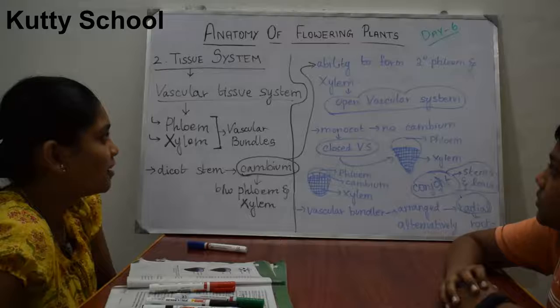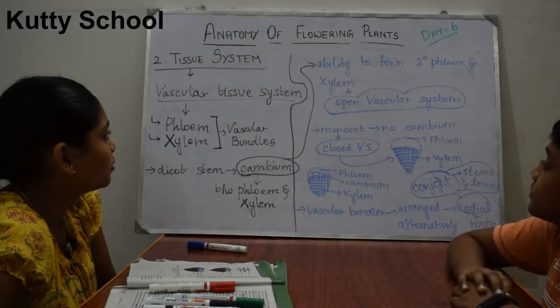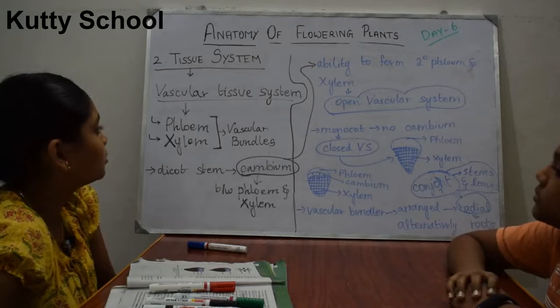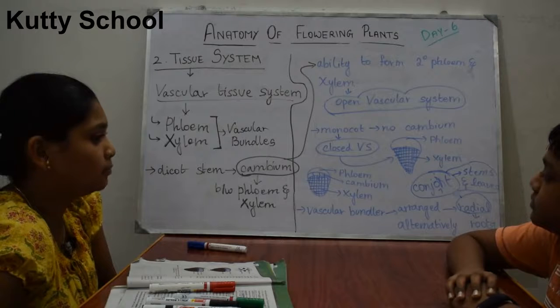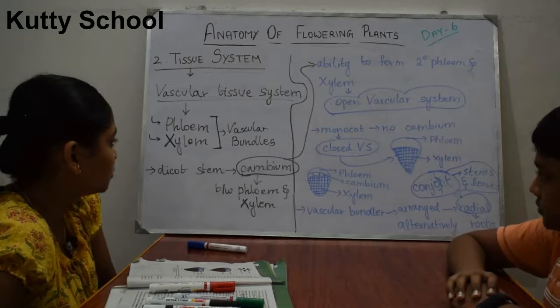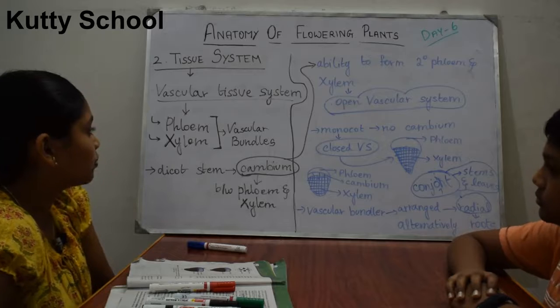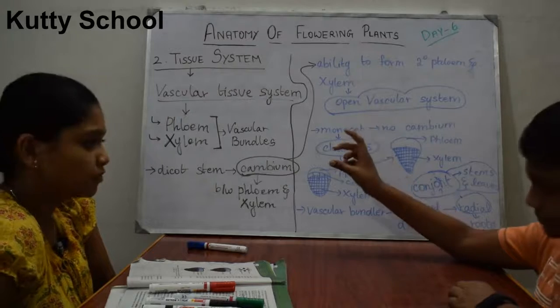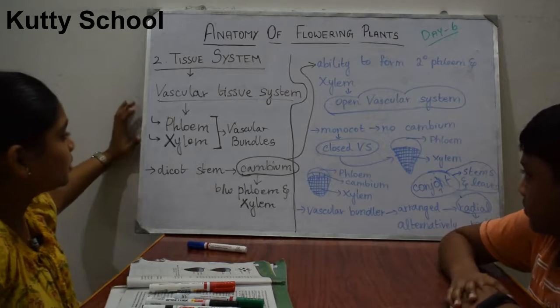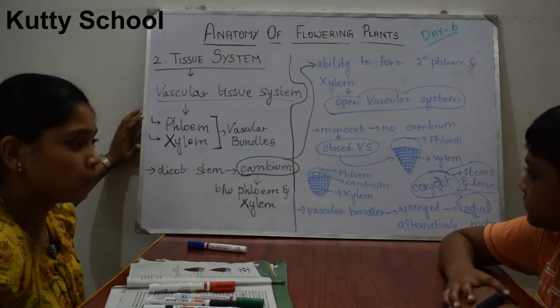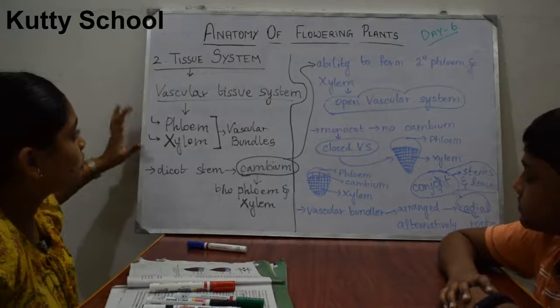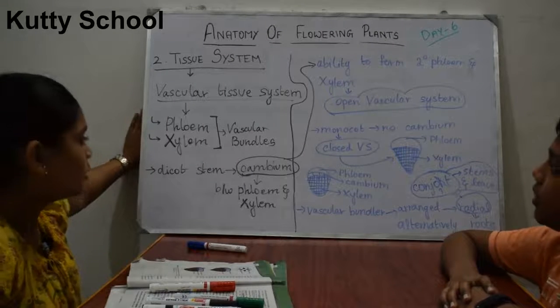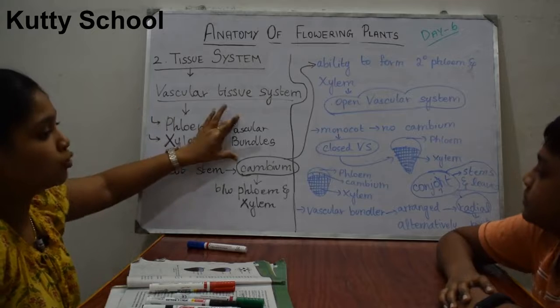Now we are going to see the vascular tissue system, which consists of phloem and xylem. These are conductive tissues, so together they are known as vascular bundles. Since phloem and xylem are complex tissues that conduct water, food materials and everything, they are known as the vascular tissue system. And these together are known as vascular bundles.